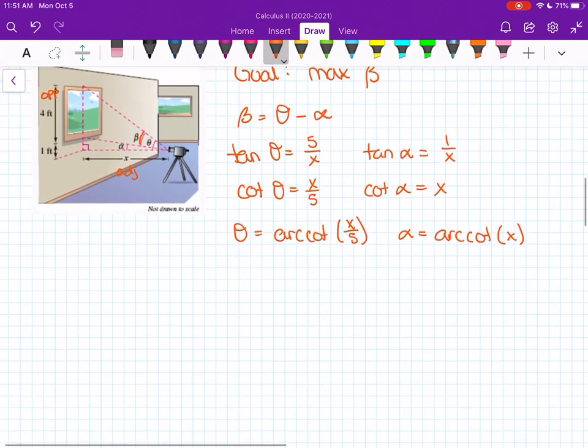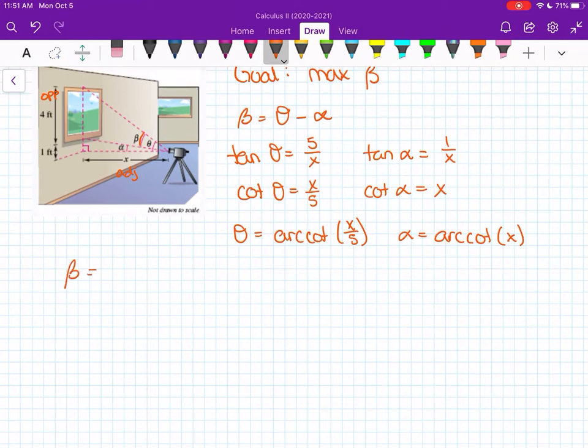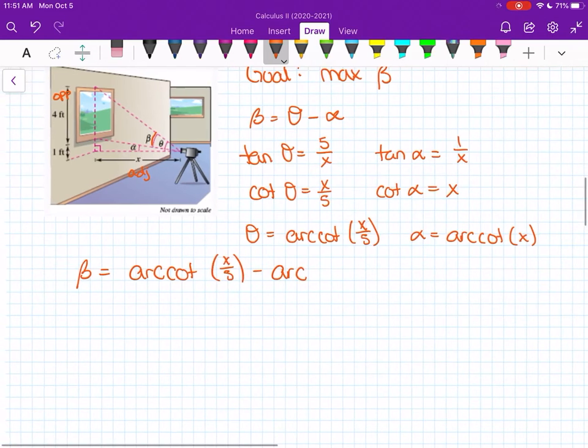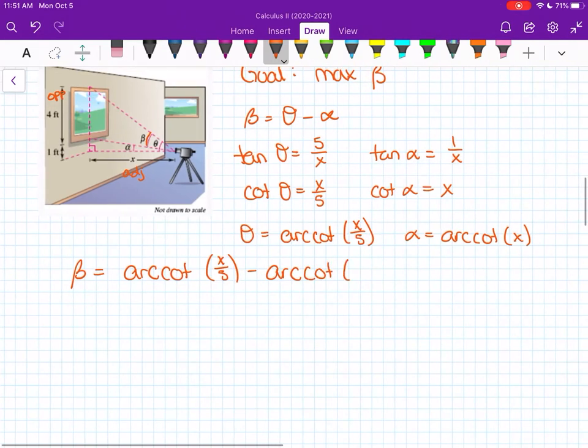So now I can write a function for beta in terms of x. So beta is going to be theta minus alpha, so arc cotangent of x over 5 minus arc cotangent of x. And then I'm going to go back to those formulas and find the derivative for arc cotangent, which is negative 1 over 1 plus x squared, or negative u prime over 1 plus u squared. So that's going to make a difference for my x over 5. So for the second one, it's easy. I get negative 1 over 1 plus x squared.